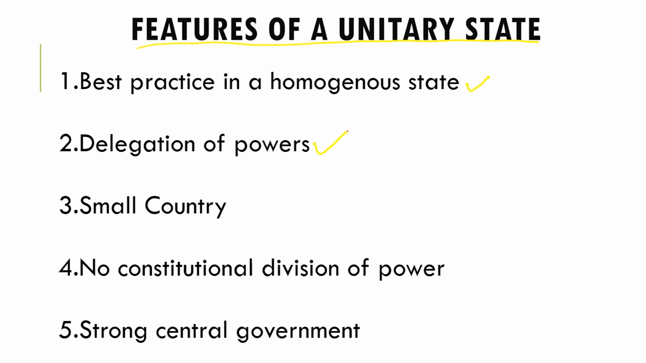Delegation of power. Then number 3, we are saying that this particular system, as one of the features, can only be practiced in a very small country. Now, Nigeria is a very big country. It will be difficult for us to practice a unitary system of government. But when you go to countries like Brunei, where they are not even up to 500,000, or countries like Niger Republic, or Togo, it will be easier for them to practice this particular system due to what? Due to the low level of population, another factor.